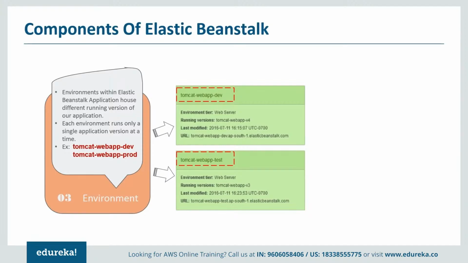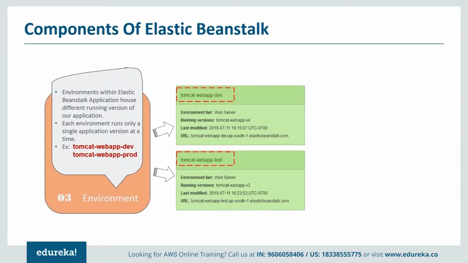Then we have something called environment. Environment is a place where you actually run your application. When you try to launch an Elastic Beanstalk environment, Beanstalk starts assigning various AWS resources like EC2 instances, auto scaling groups, load balancer, security groups to your application. The point which you have to remember is at a single point of time, an environment can run only a single version of your application.